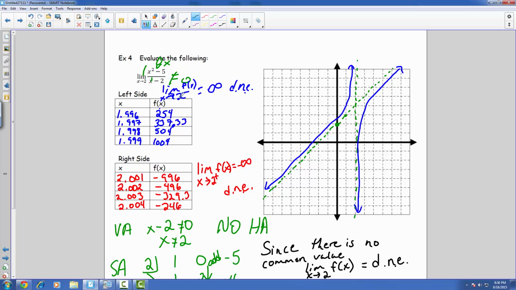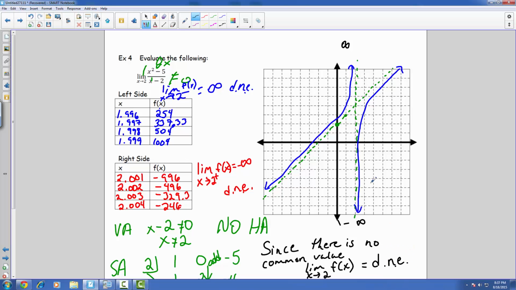We looked at things from the left side and right side, but the original question is asking what is going on on both sides. Since they're not ending up at the same spot, as you approach 2 from the left, it's going to positive infinity. As you approach 2 from the right, it's going down to negative infinity. Since they're not matching up, we can't even say that our limit's infinity, because again, they're going to 2 different places. And as a result, our only answer is DNE.